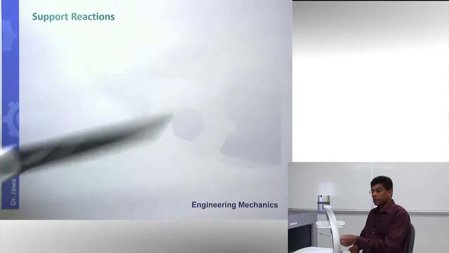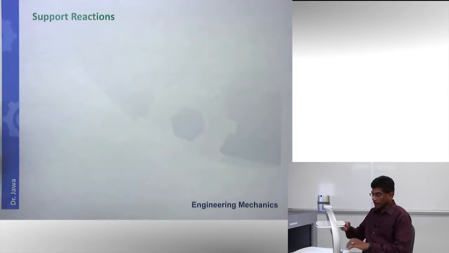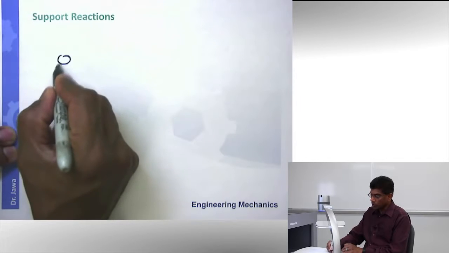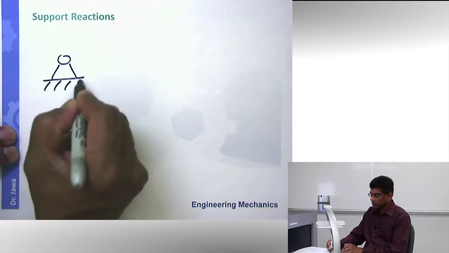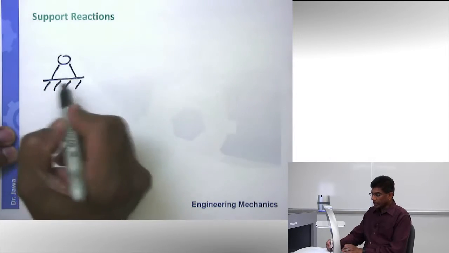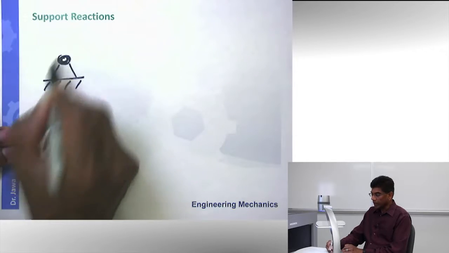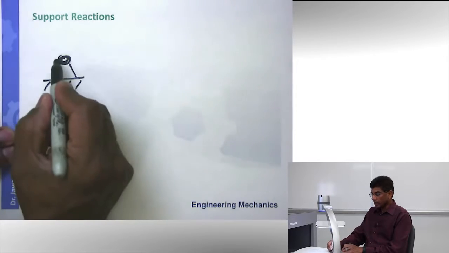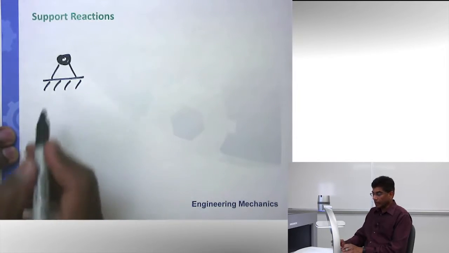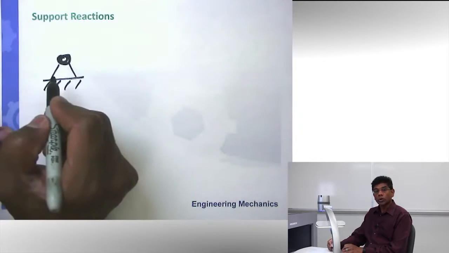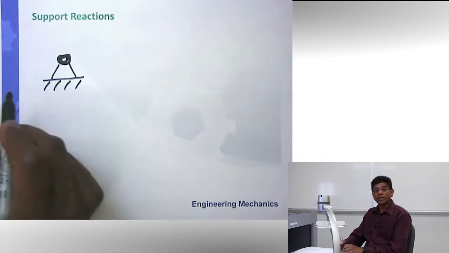So if I want to represent that on a diagram, I am going to draw the pin joint like this. Meaning, I can connect something through a pin here, and the pin joint is represented using this diagram. And as I showed you, it allows rotation, but it does not allow translation.